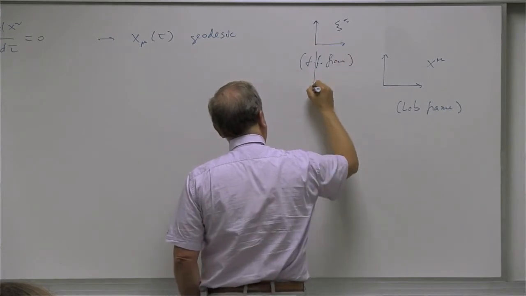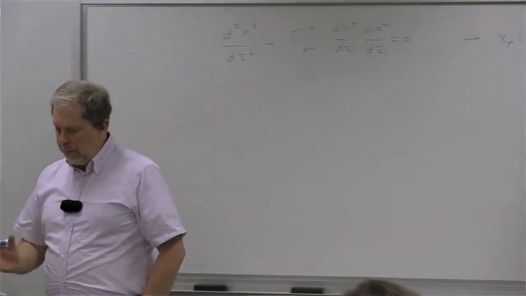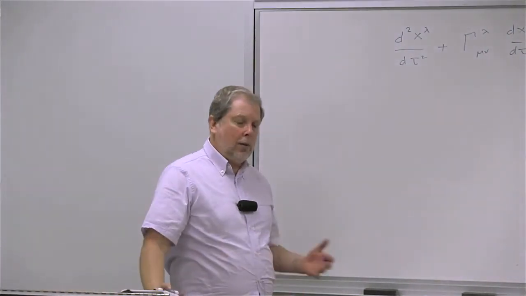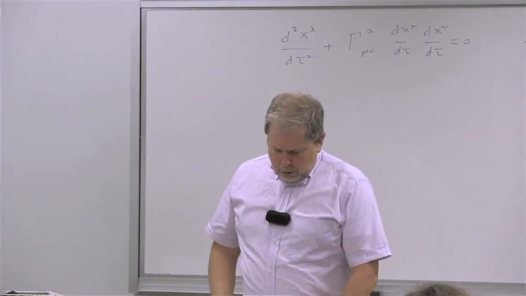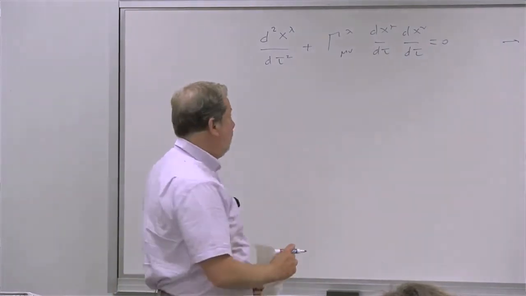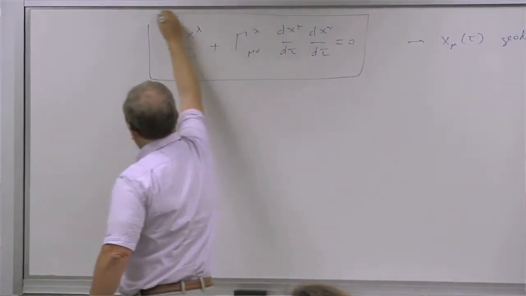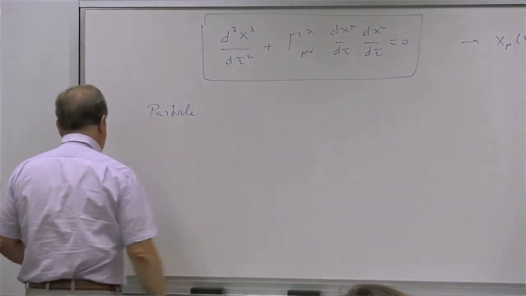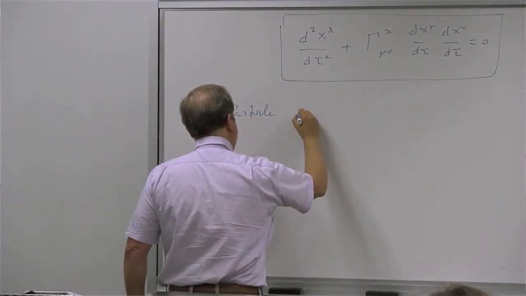So this one's falling down like this, and the other one is looking at this freely falling observer. And that's how we got this equation, and there wasn't really anything else in it except a change of coordinate. So let's now consider a particle. One particle, right? And let's say that this particle is moving.